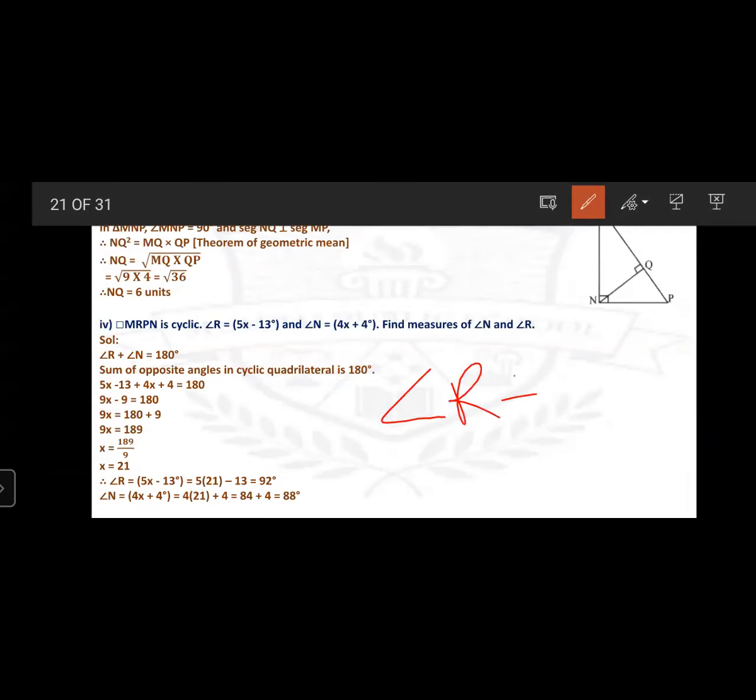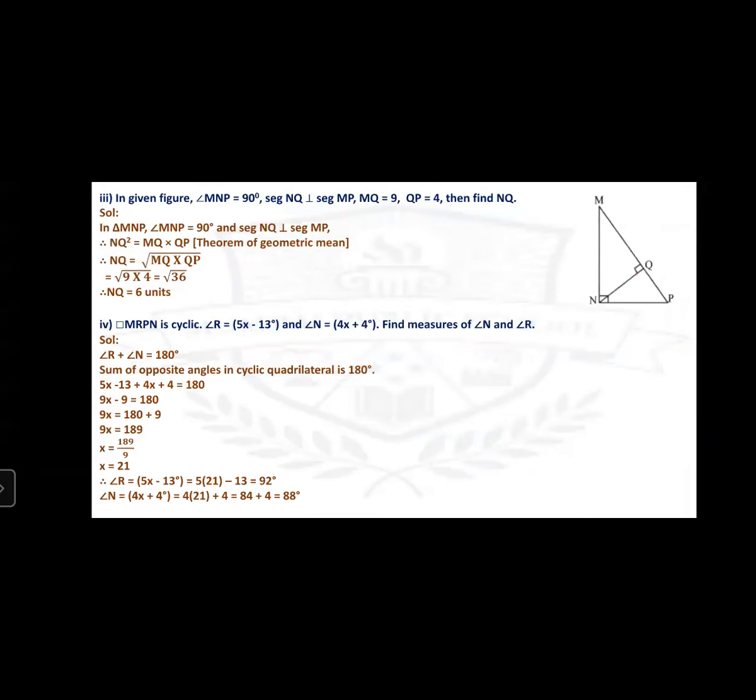So angle R plus angle N. Angle R is 92 and angle N is 88. Add this, so we get 180. So our answer is correct. Already we have written here, angle R plus angle N is equal to 180. So in this way, we cross-checked our answer. Now question number 2 is finished.